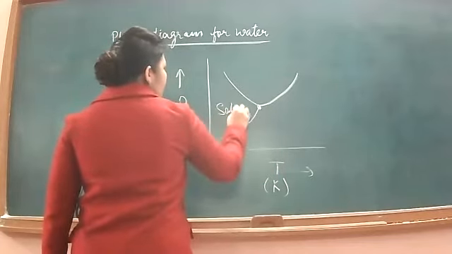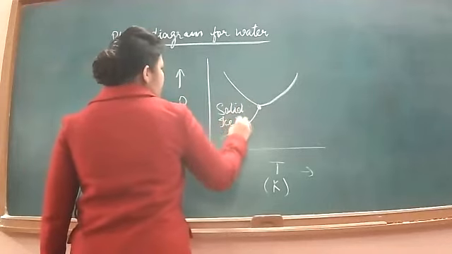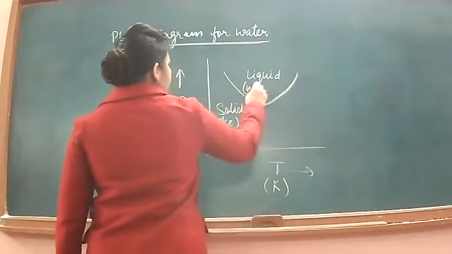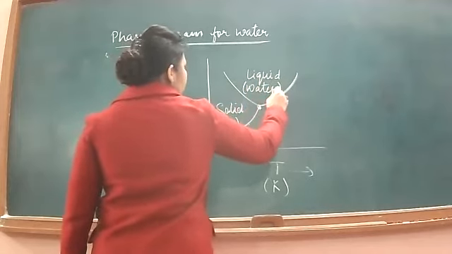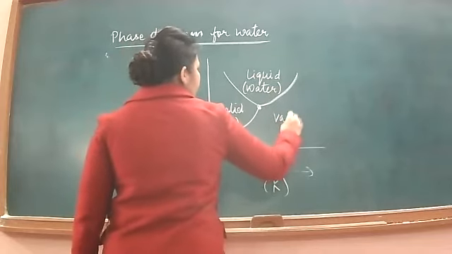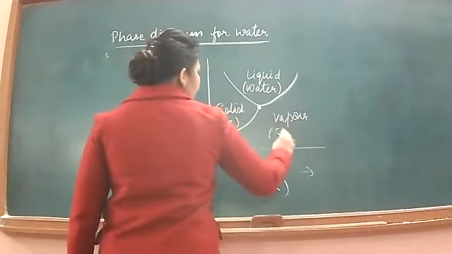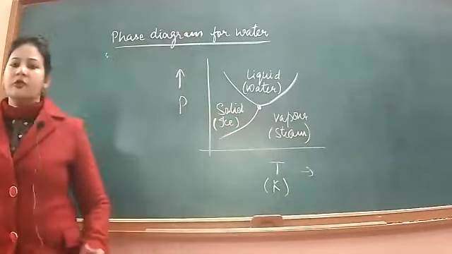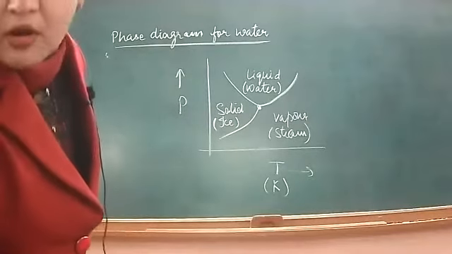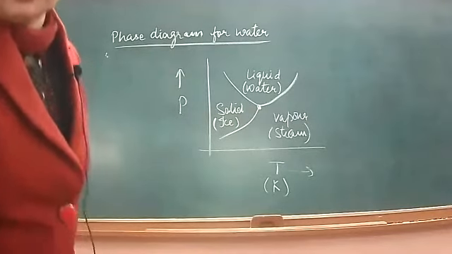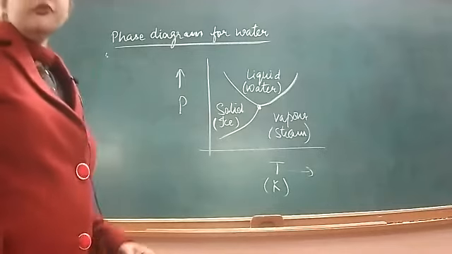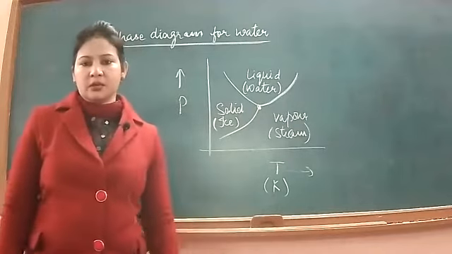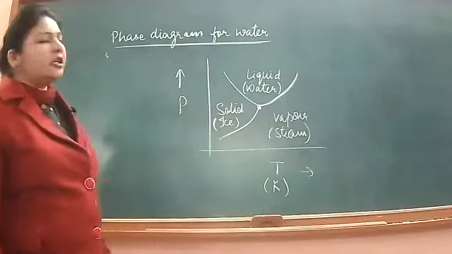Up to here, water remains in the solid form, that is ice. Here it is liquid, that is water. And after that, it becomes vapor. Gaseous state or vapor state, that is steam. So in the phase diagram for water, we can express all the three states of water on this graph. The phase diagram for any material is the graph between pressure and temperature. We are drawing it for water right now.